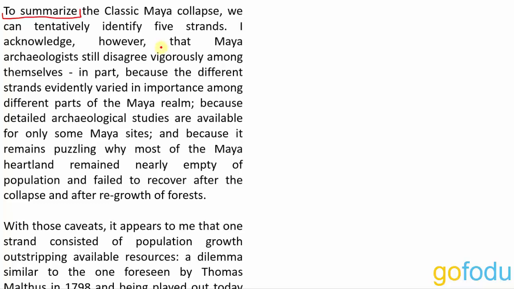Let's make our flowchart. Maya collapse will be our primary block. This is what we are going to do. In the left half of the screen is the passage that we will read, and while reading, we will pick the main ideas and make a diagram on the right.